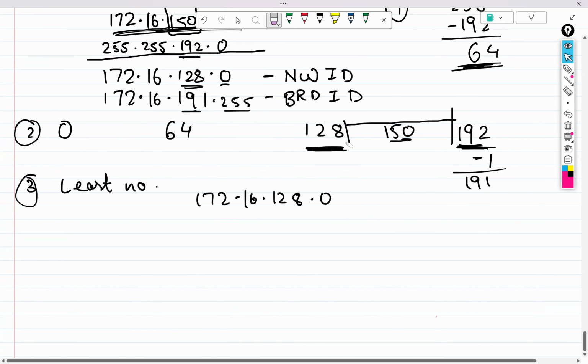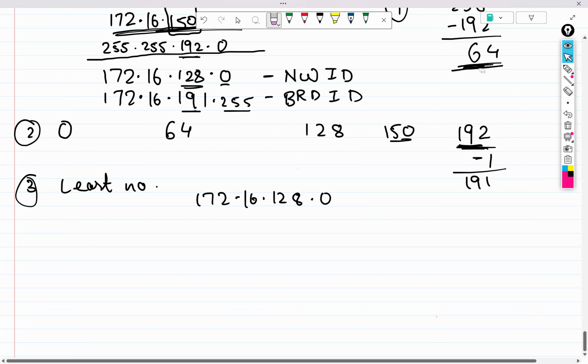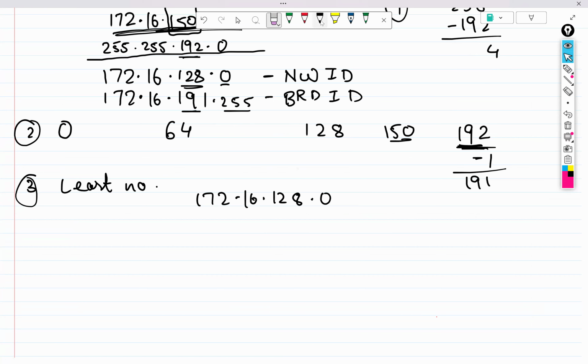Okay. So first thing, what is the use of this multiple? You may ask me, what is the use of this multiple? This multiple of 64 that we wrote is giving us different sets of subnets. So my first subnet for this IP address starts from 172.16.0.0, and it goes up till 172.16.63.255. This is my first subnet.